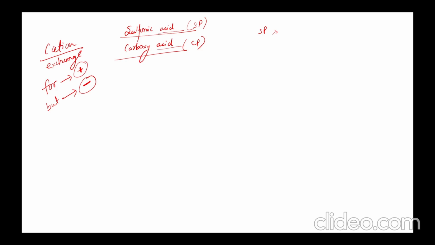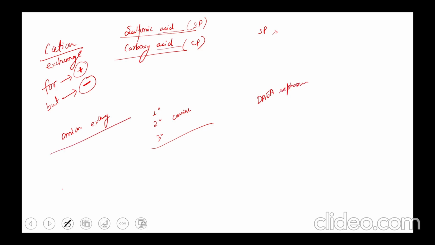Similarly for anion exchange, we have the matrix of primary, secondary or tertiary amines. Those are weak anion exchange columns, and strong anion exchange columns are of quaternary amines. There also you'll get the Sepharose columns and everything. So these are for ion exchange chromatography.